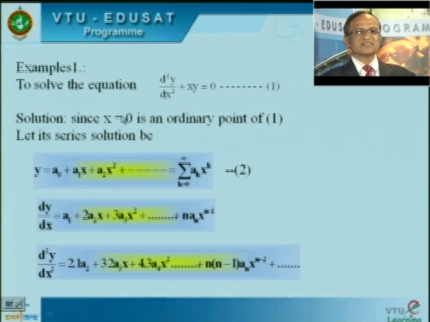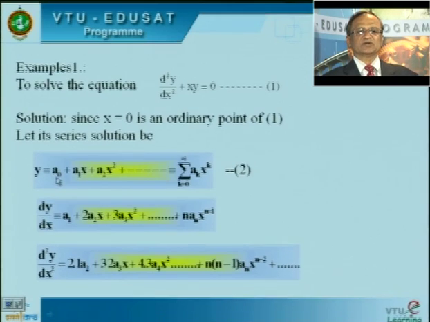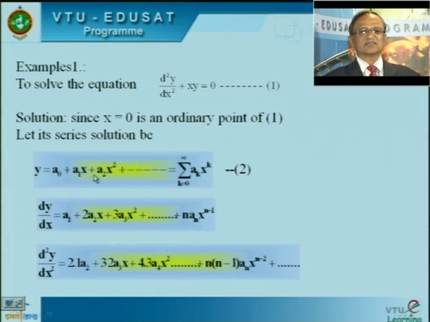So according to the condition, I can assume the solution of this differential equation is y equal to a naught plus a1x plus a2x square plus a3x to the power 3 and so on. Or I can write it as the summation of k equal to 0 to infinity ak into x to the power k, right? Okay.